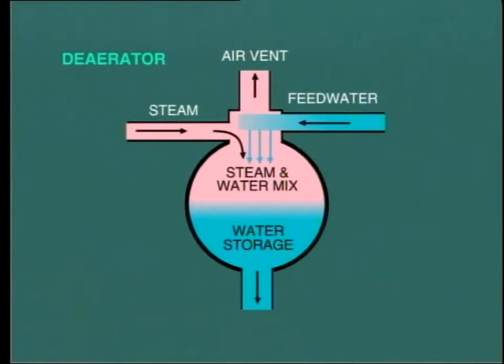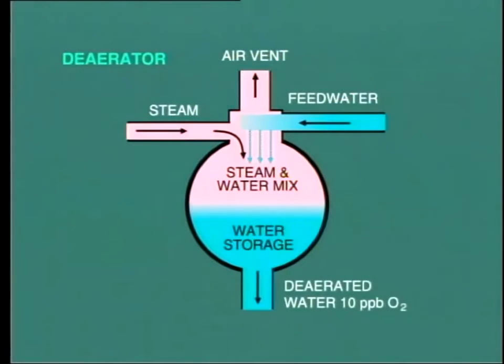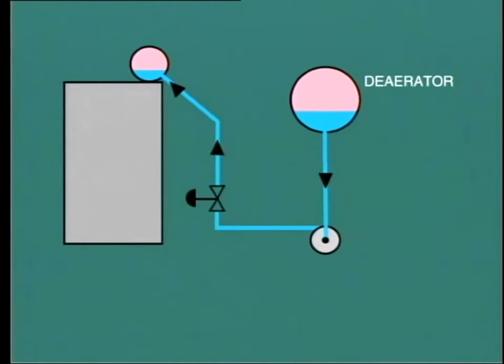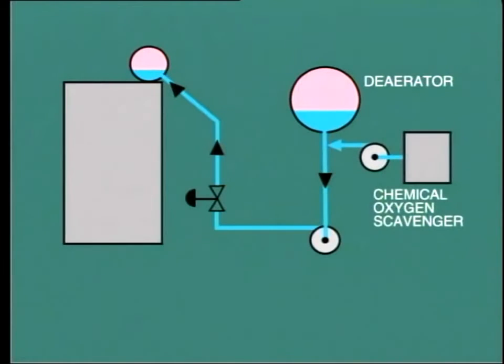The basic function is that the water is heated sufficiently to liberate and expel any gases from the solution. Modern deaerators can reduce the dissolved oxygen content in feed water to about 10 parts per billion and even lower. However, because the effect of oxygen is so harmful, further chemical treatment is usually added after the deaerator.